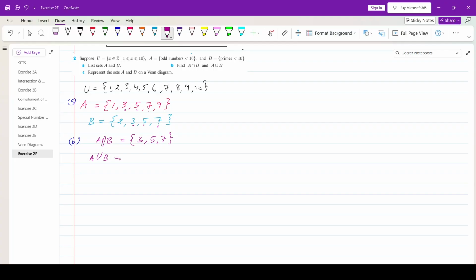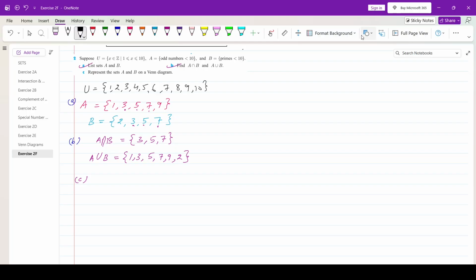A union B will be everything in A and B written only once. Therefore, 1, 3, 5, 7, 9 and 2. This is A union B. So we have done this, we have done this. Now part C, represent the sets A and B on a Venn diagram.